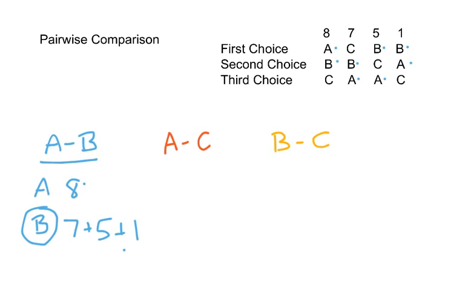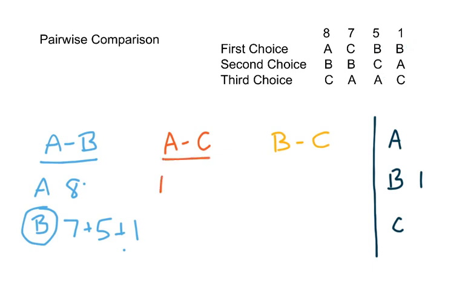So how do you decide the overall winner if you're doing these head-to-head comparisons? Well, you keep track of how many times each candidate wins a head-to-head matchup. And B just got 1 win in a head-to-head matchup. Now we'll compare A against C.